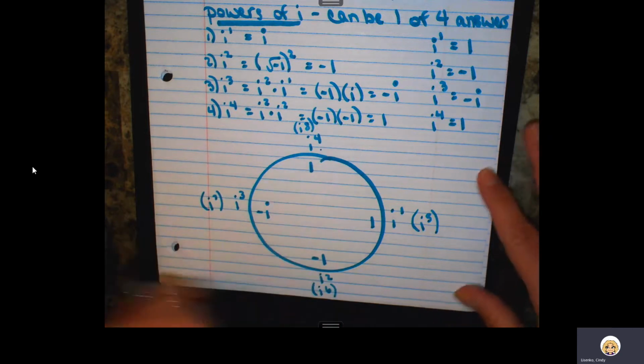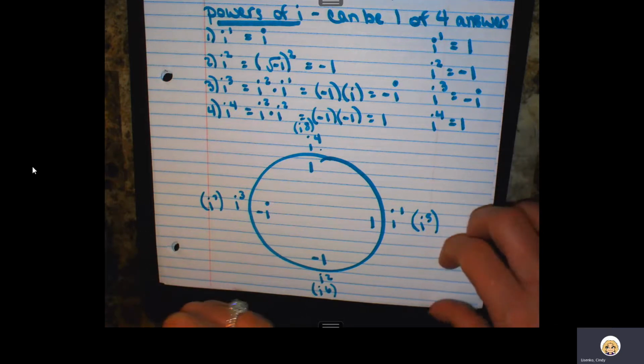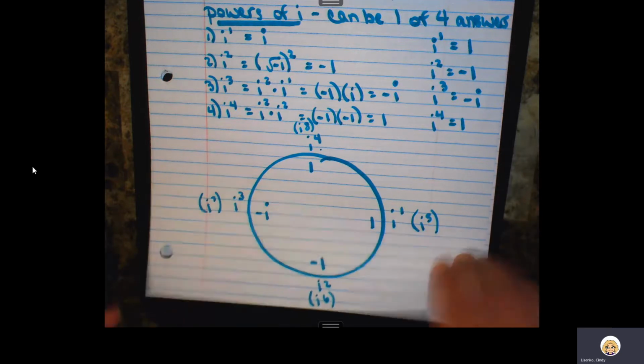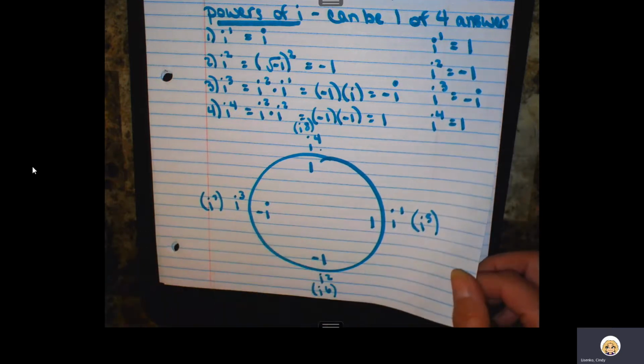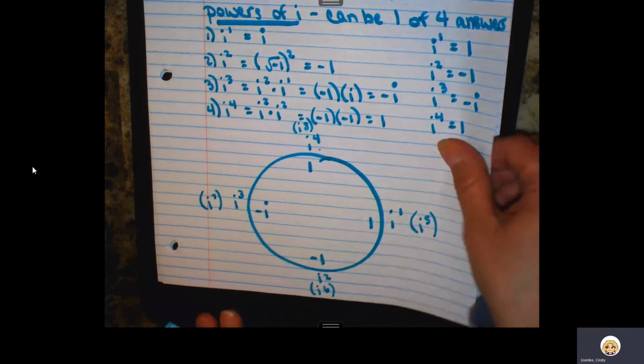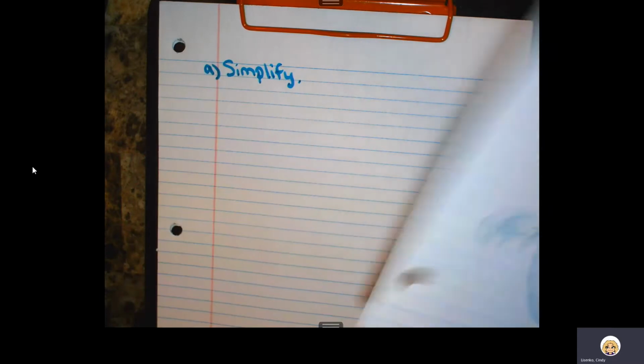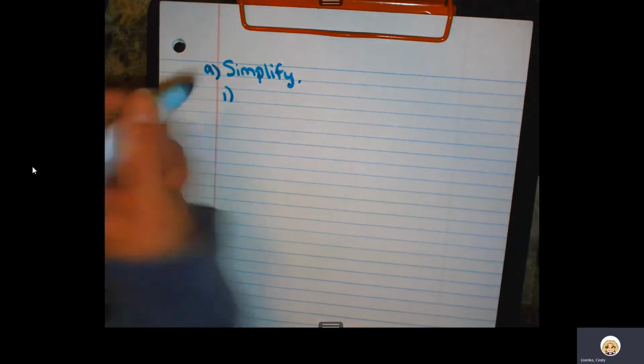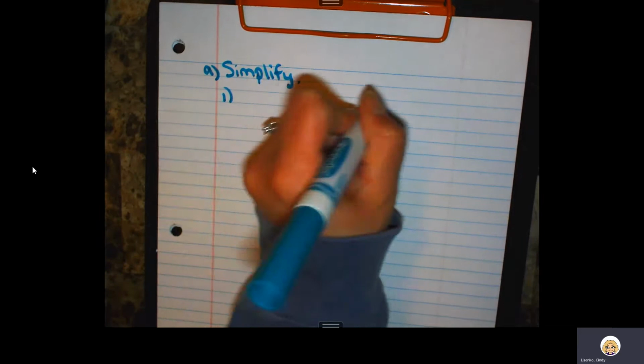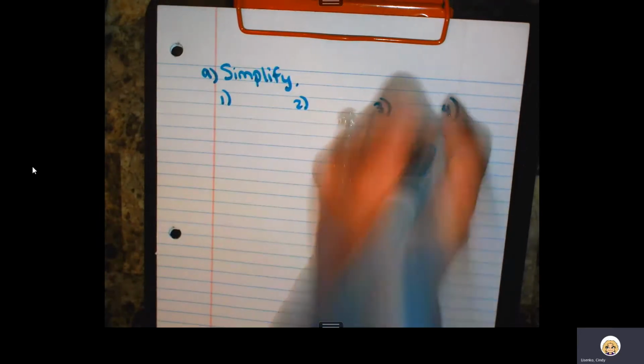So we can use this clock to get our higher exponents, and I'm going to show you how to do that now. So I'm going to pull this off and keep this in front of me so I can see it. And I'll make you some examples. So this is example A. Simplify. Good enough directions. We're going to do 8 of these.